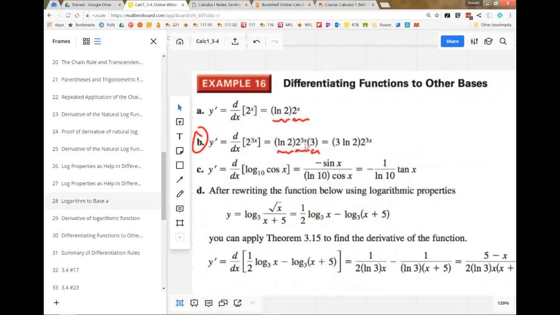Here we have 3x as an inner function, so we have to do the chain rule. So the 3 here is because of the chain rule. So we have the natural log of 2 times 2 to the 3x times 3. And then just bring them all together.